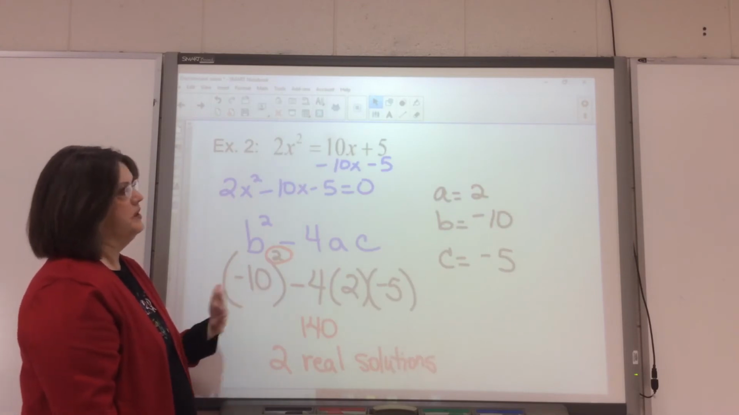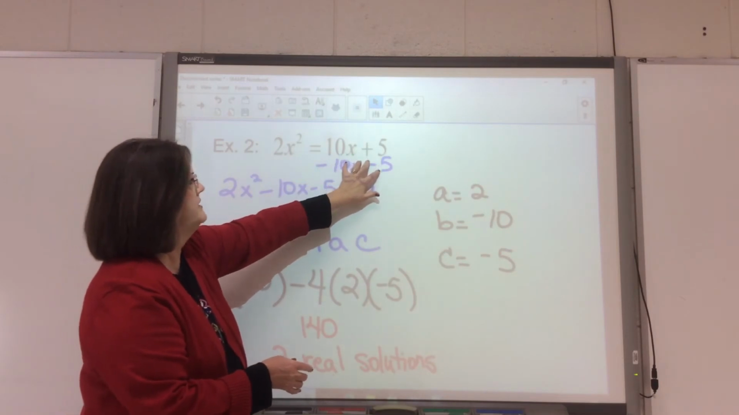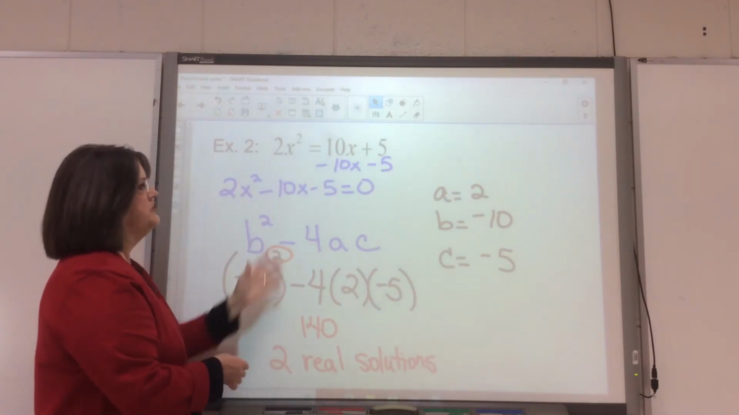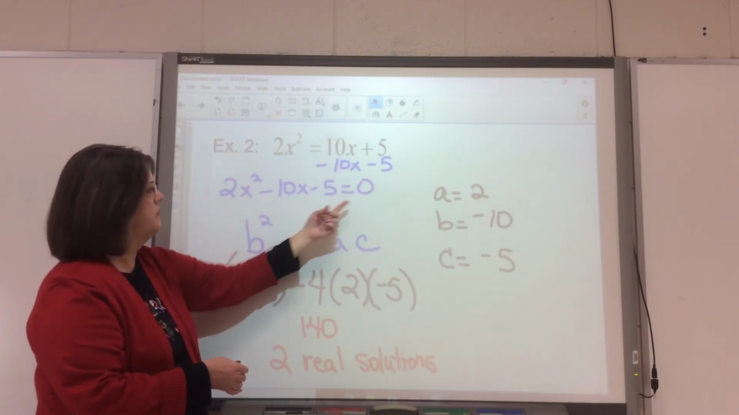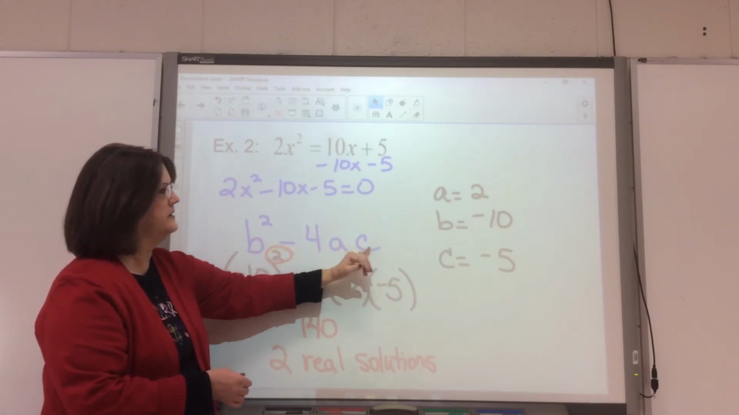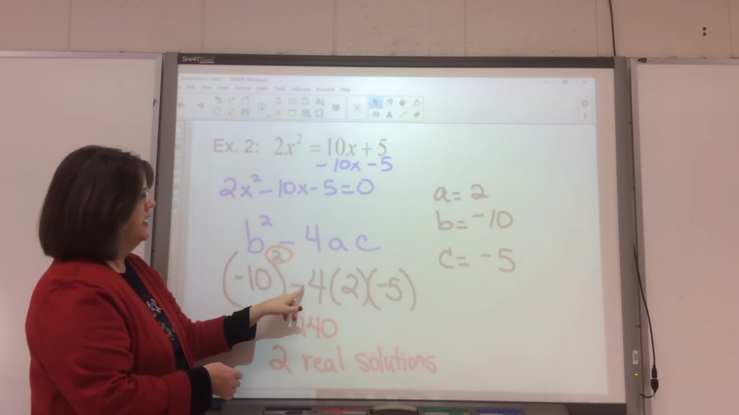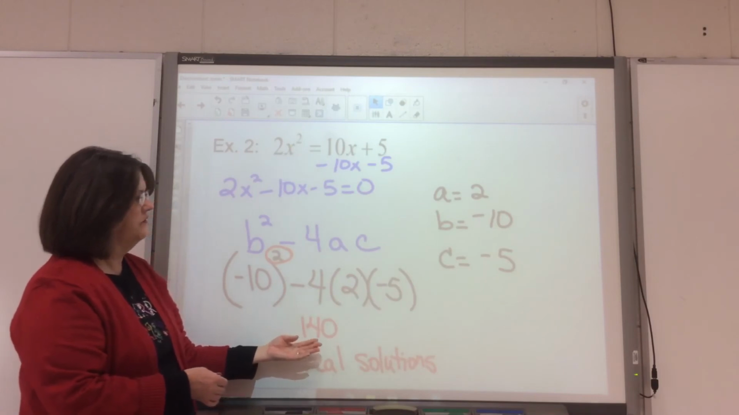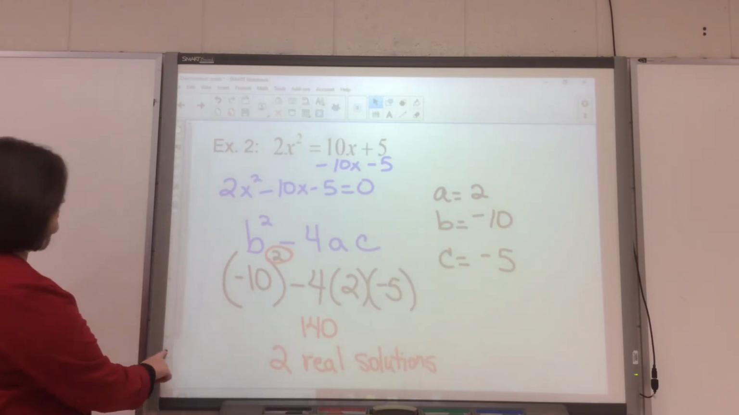Now this one, what's different is that you need to move all this over here. In order to be able to use the quadratic formula, your equation must equal 0. So we're moving all this over, and this is what we get. Now, we're going to evaluate b squared minus 4ac. Negative 10 squared is 100, and then minus 4 times 2 times negative 5. That gives us 40, so this is 140. We have two real solutions.